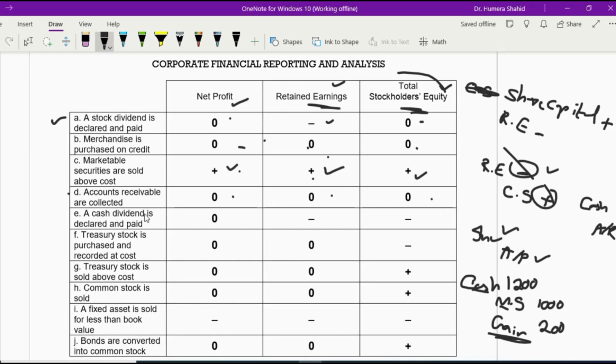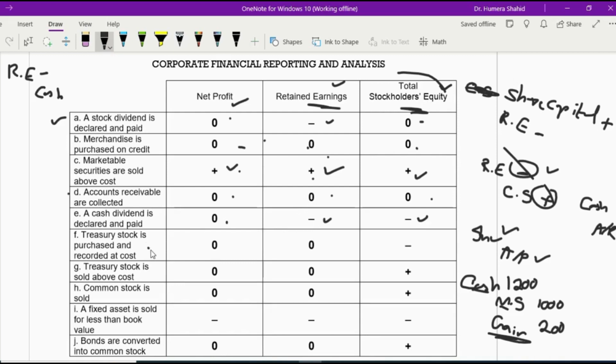Moving on towards point number 5. A cash dividend is declared and paid. So when you pay the cash dividend, on one side retained earnings decrease, on the other side cash decreases. Both accounts do not affect your income statement, so net profit is not going to be affected. It clearly says that the retained earnings will decrease. Since the retained earnings are decreasing, equity will also decrease because equity contains retained earnings.